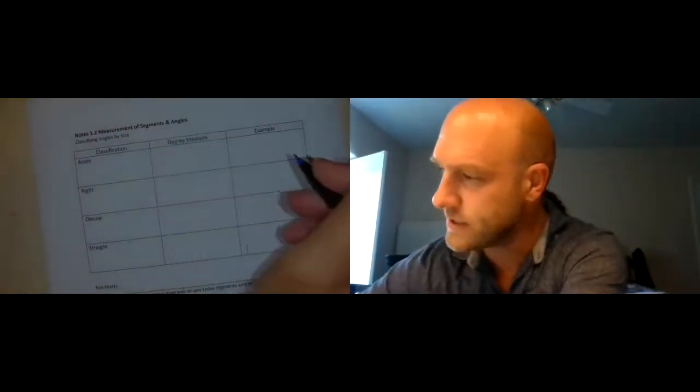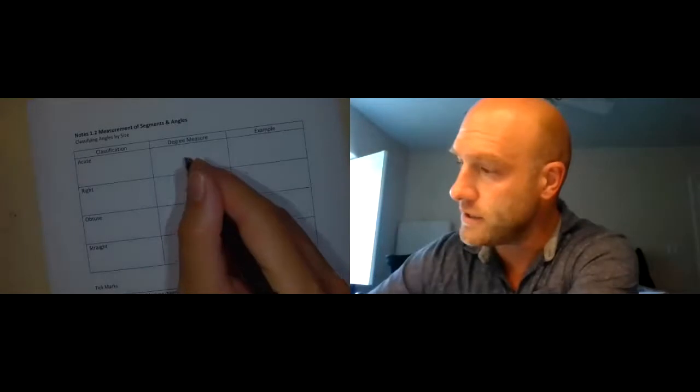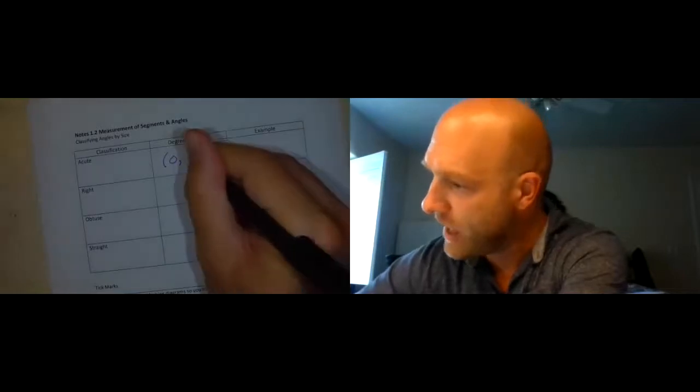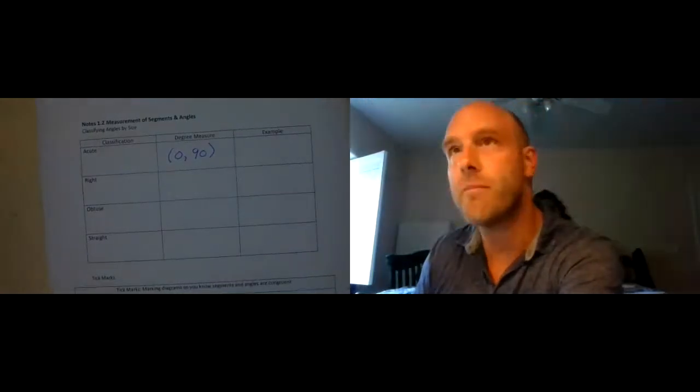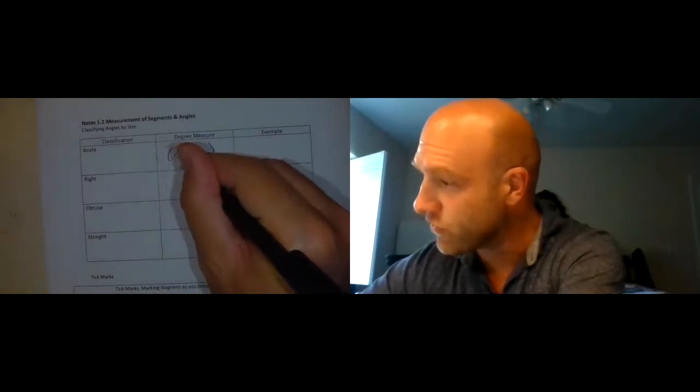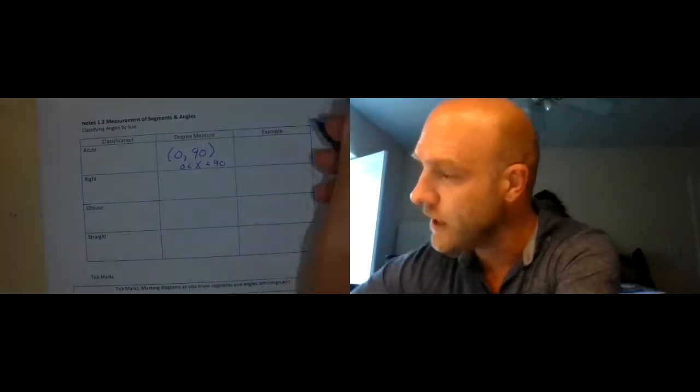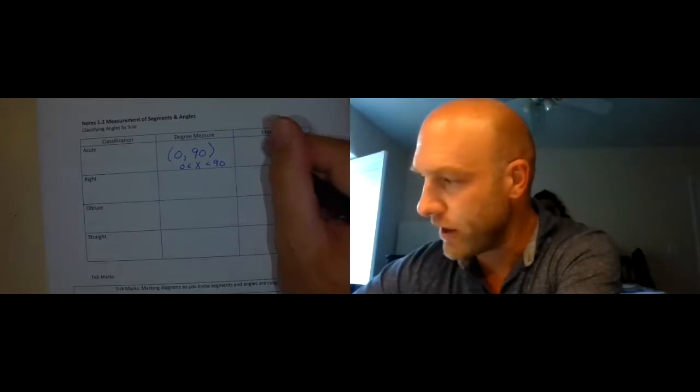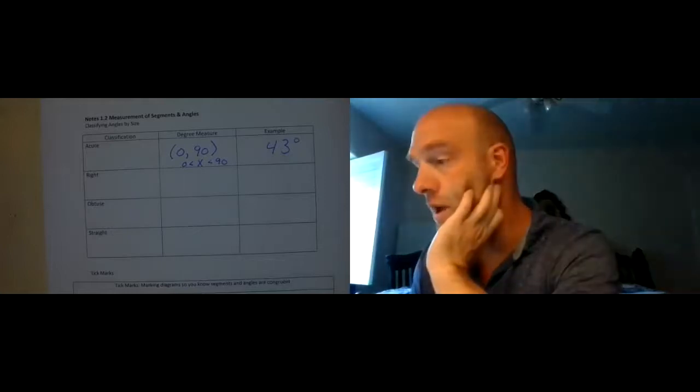Okay, for a classification of an acute angle, it has a measurement which is somewhere between 0 degrees, not including 0 degrees. So I'm going to do a roundy parentheses there, and also less than 90 degrees. For those of you who are unfamiliar with this, it is the same thing as really saying that 0 is less than x, which is less than 90 degrees. An example would be something like 43 degrees. That is an acute angle.